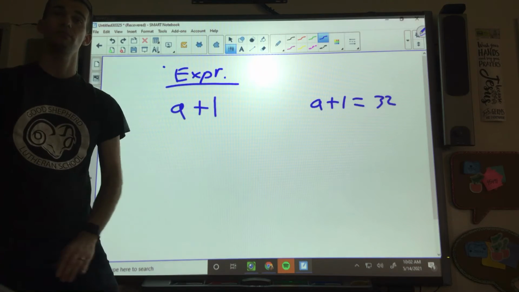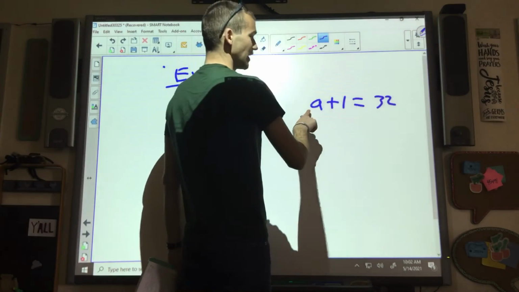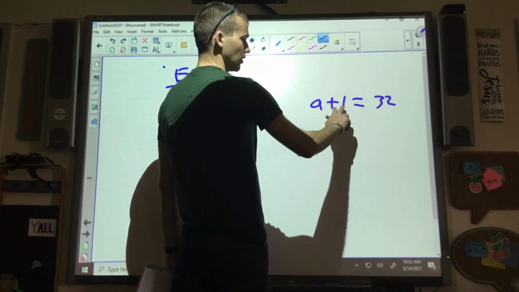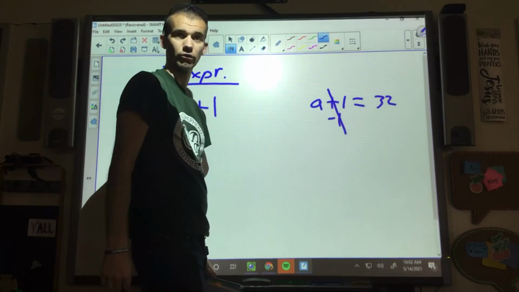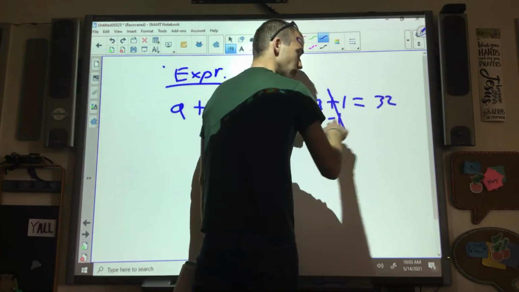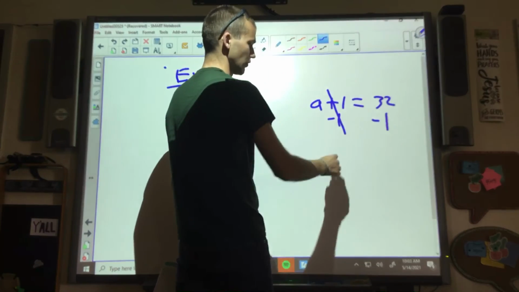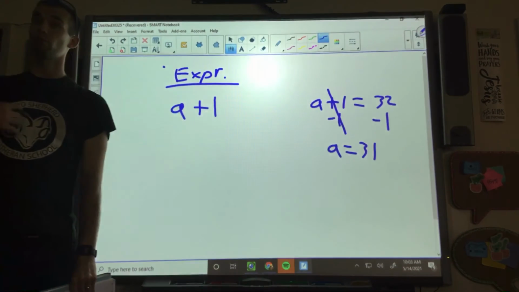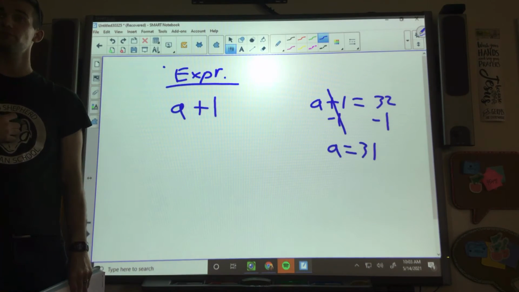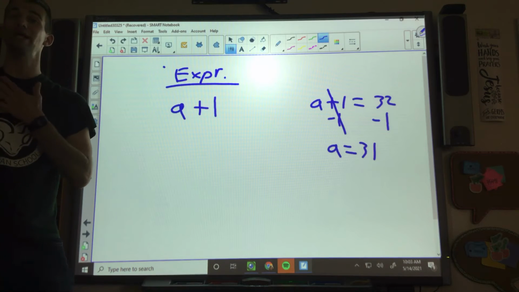Okay. A subtracted by 1. It's not a subtracted by 1, it's just this plus 1, you subtract 1 off of it because you want these to cancel each other out. Whatever you do to one side, gotta do to the other. So a equals 31. So what age is this teacher? 31. He's 31 years old right now.